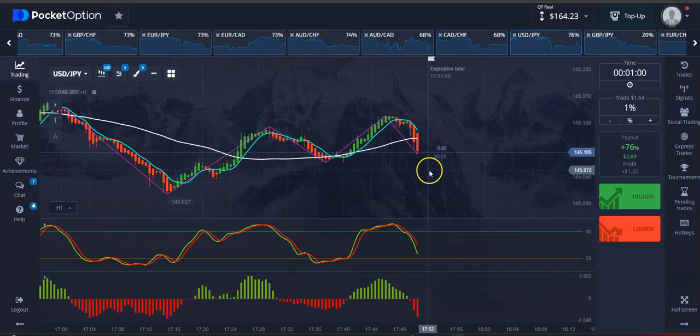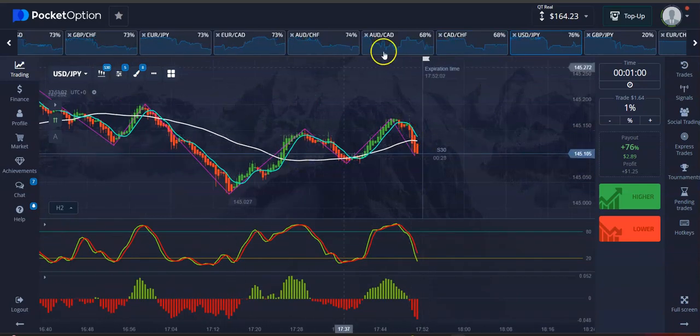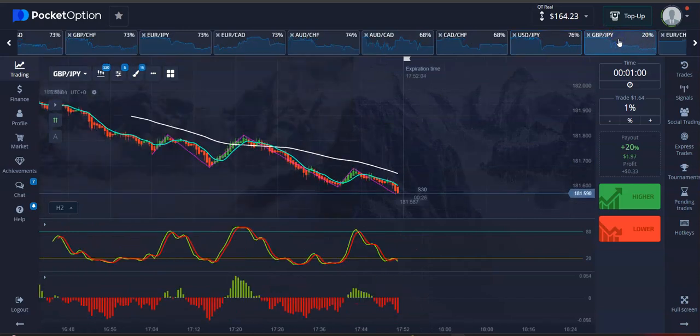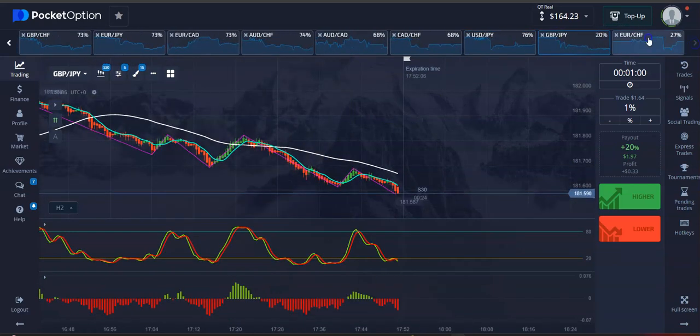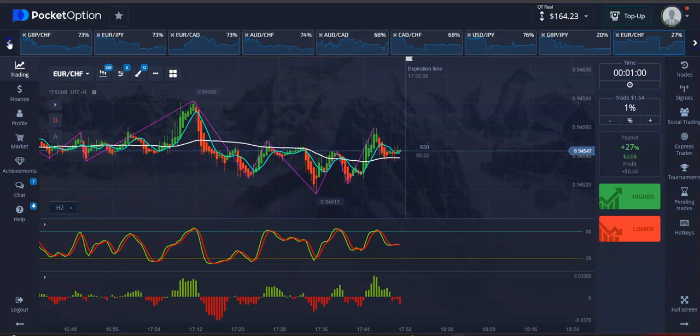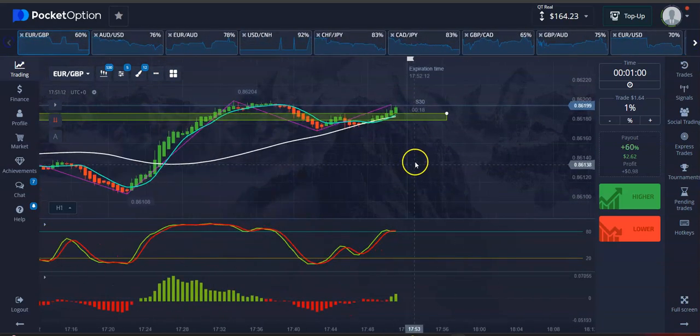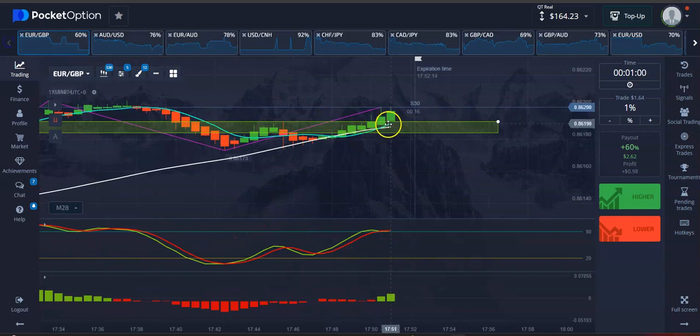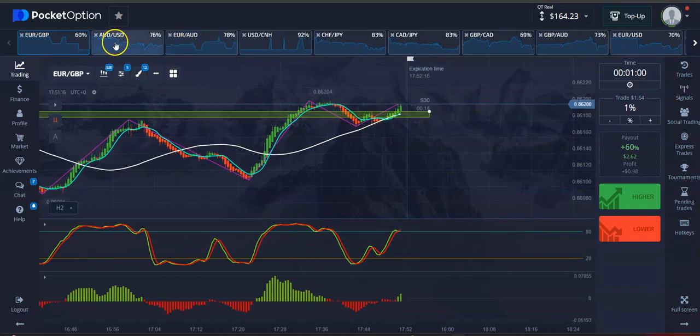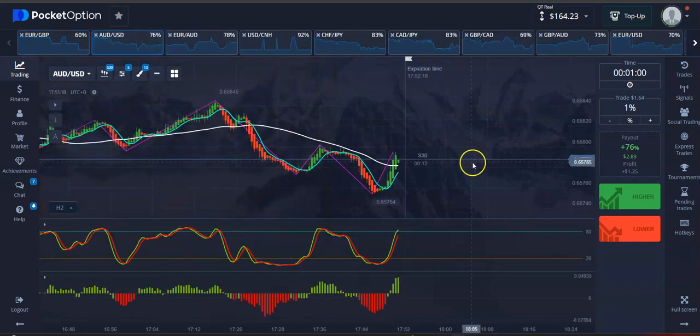This one, we already missed this dump. So this one is 20%, so you don't want to trade that. This one is 23%. Right, there you go. So this one is having a continuation to the upside. It's too late for us.